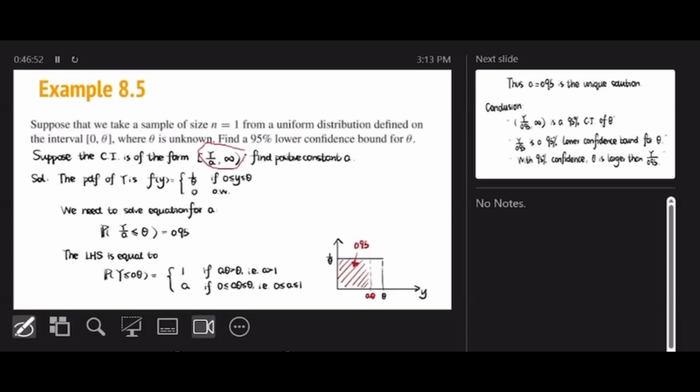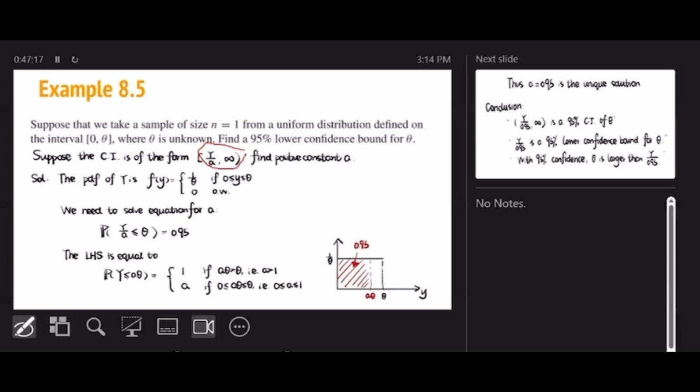You see that? So find the 90% lower confidence bound for theta. Now, suppose it is in this form, y over a, comma, infinity, then we only need to find just a constant a. When we're dealing with the two-sided, we find a and b. But for this one, it's going to be a. For the other one, it's going to be b only.